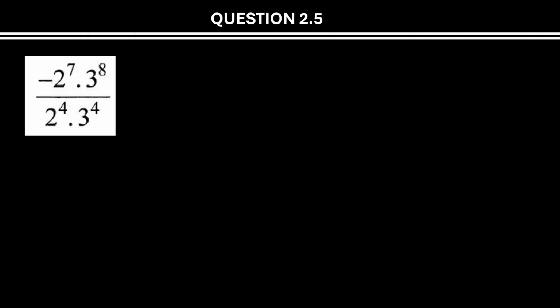Question 2.5. Here the minus is there, so that's the only minus. If there's just a minus, we just put it down there and it's going to stay. If there's two minuses, then obviously they group together and become a positive. So this is going to be 2 to the power of 3, because we've got 7 minus 4, and then times 3 to the power of 4.